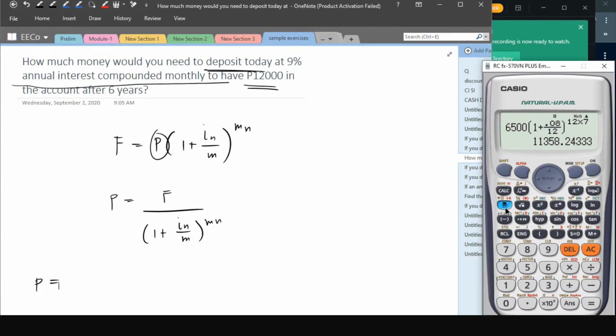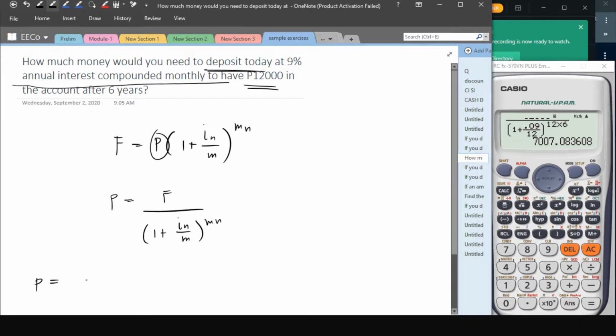So, that is yung 12,000 divide mo ng 1 plus yung interest rate mo is 9% divide by M compounded monthly, so that is 12 raised to 12 times 6. So, the answer is 7,007 pesos yung i-invest mo ngayon.